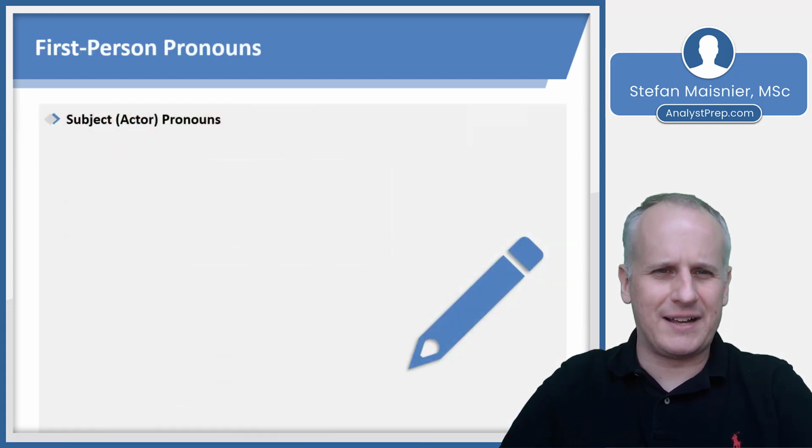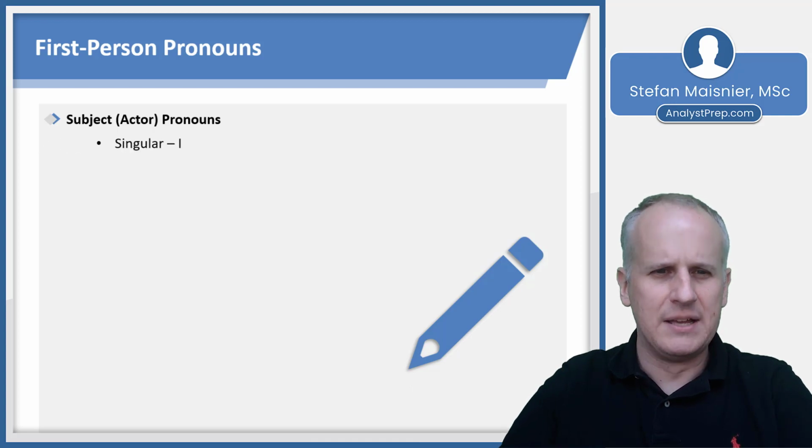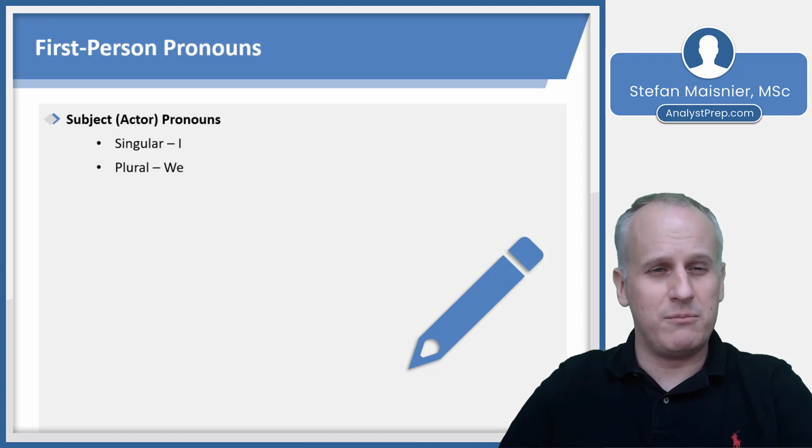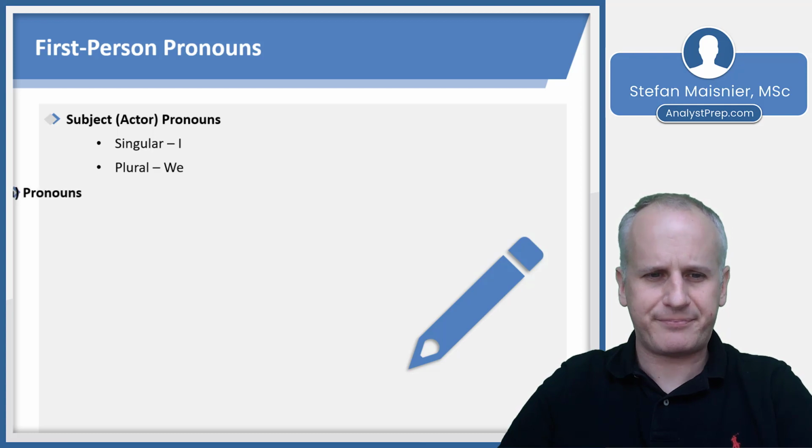So let's define some of these pronouns. So subject pronouns are actor pronouns. So they are going to refer to whatever is the main actor of the sentence or some entity that is committing an action within the sentence. So your singular first person pronoun is going to be I. I do something, I did something. Simple enough. Your plural first person subject pronoun is going to be we. We did something, we are going to do something, something of that nature.